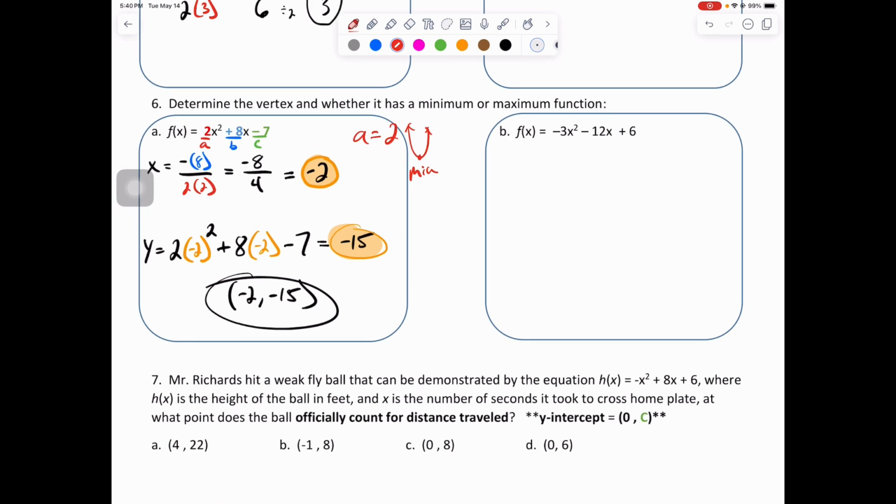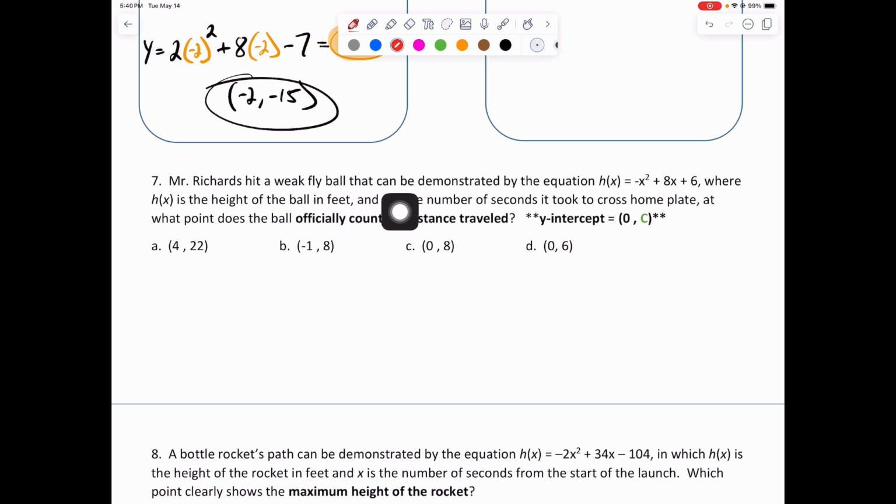Sorry about that. Number 7, if Mr. Richards hit a weak fly ball, that can be demonstrated by the equation h of x equals -x² plus 8x plus 6, where h of x is the height of the ball in feet and x is the number of seconds it took to cross home plate.